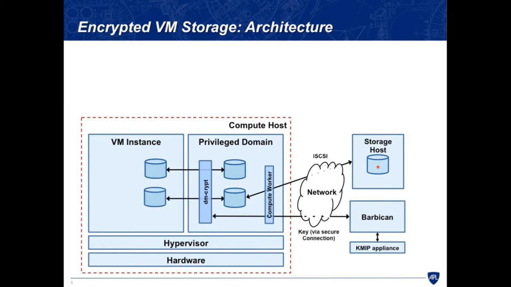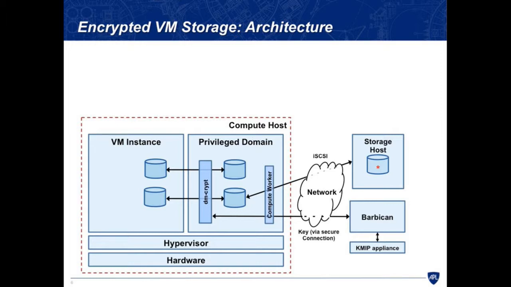Similarly, if we have a storage host, then we're going to fetch the key from Barbican, we're going to create the iSCSI connection, and then we're going to pass the encrypted storage up to the virtual machine instance. All of this is transparent to the end user, so they will know that they are interacting with an encrypted virtual machine or encrypted persistent volume. However, it requires no direct interaction on their part.